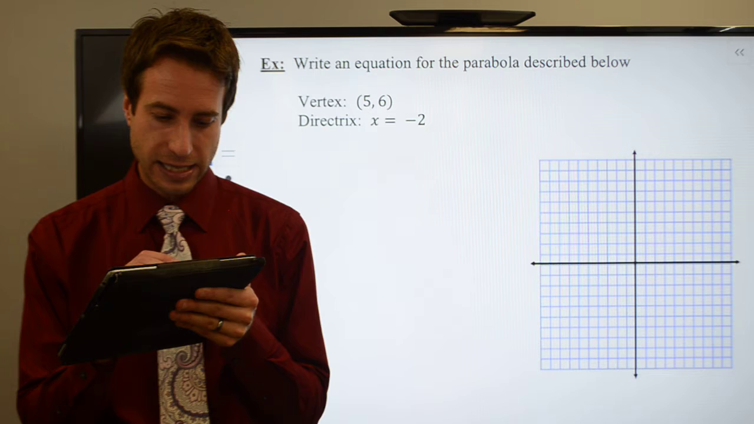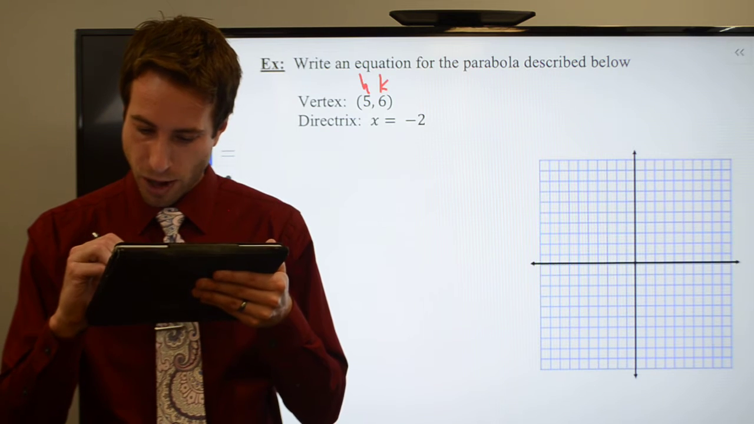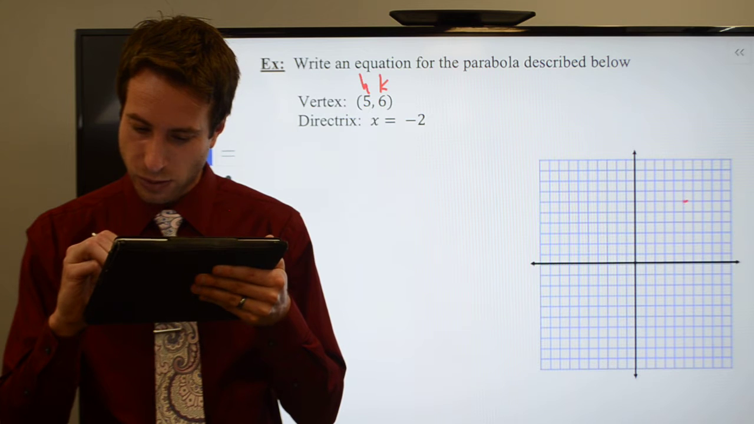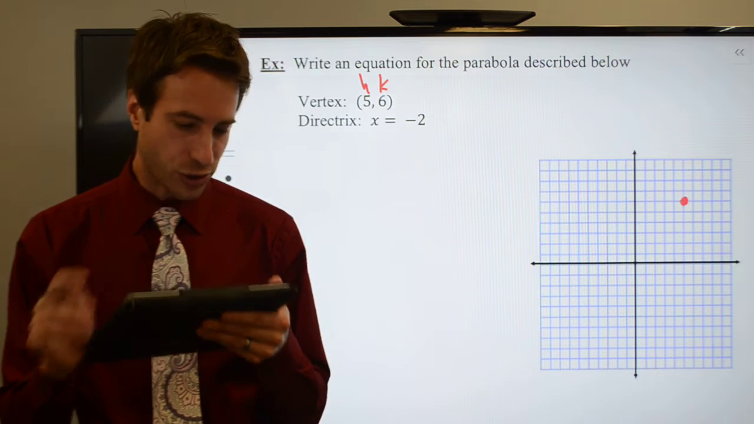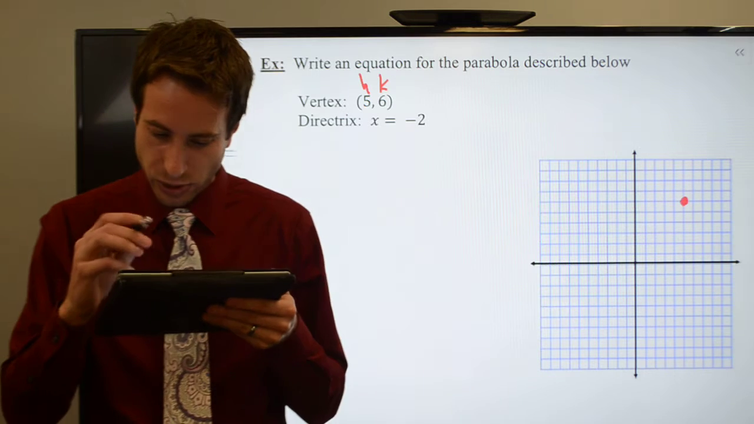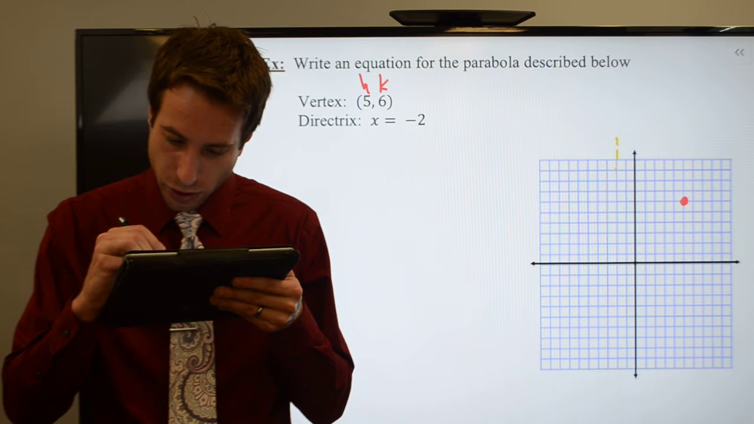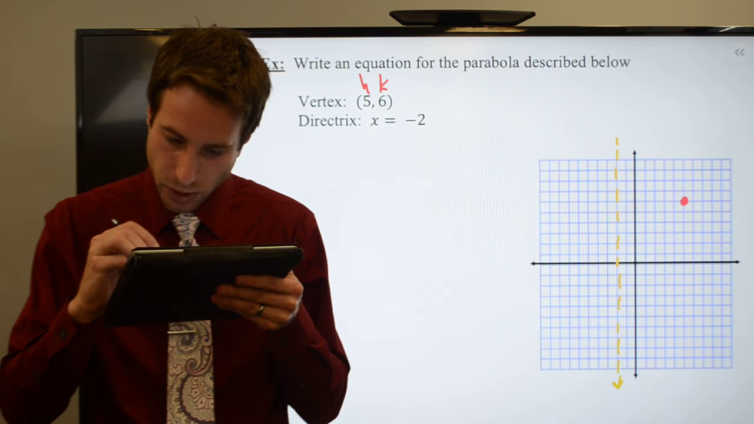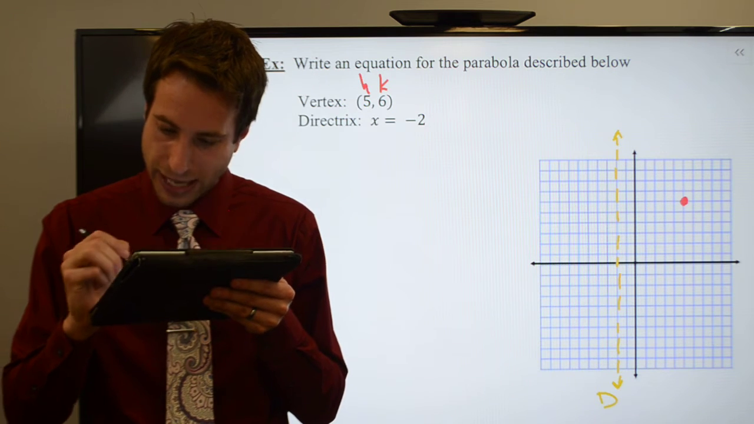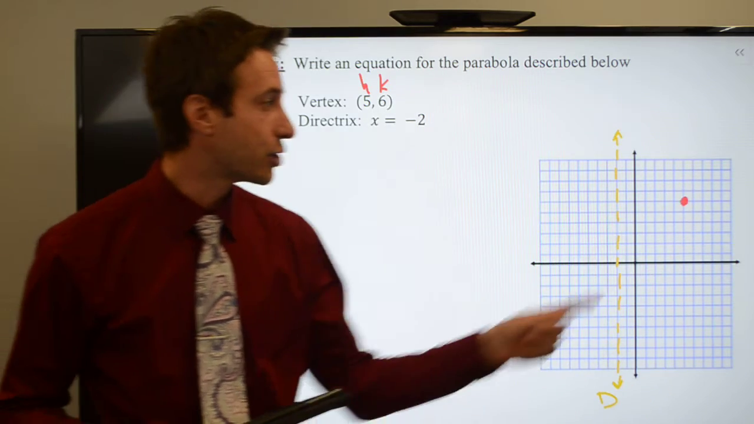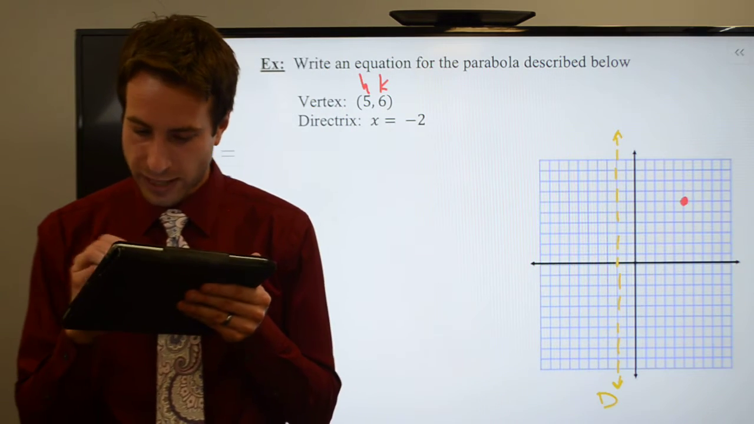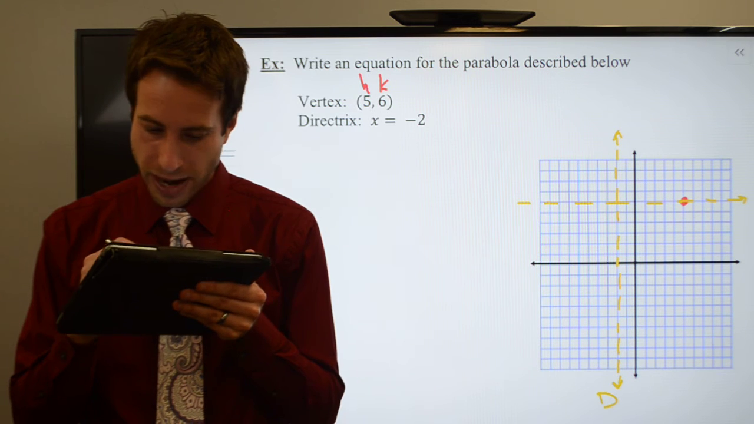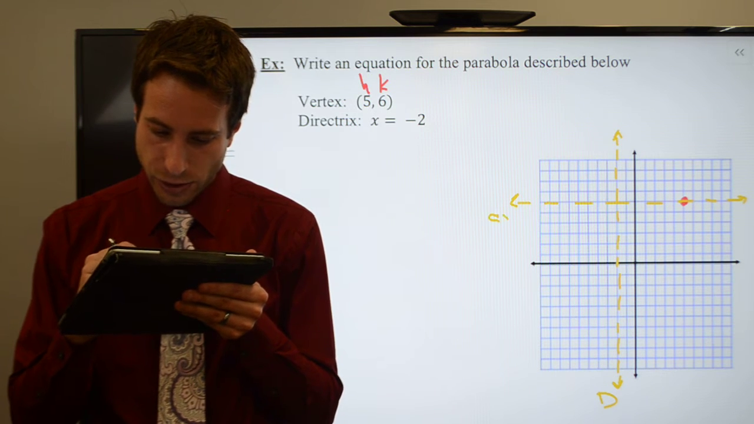We know that the vertex is always (h, k), so let's go ahead and plot that. 1, 2, 3, 4, 5. 1, 2, 3, 4, 5, 6, right there. I also know that the directrix is at x equals -2. That's a vertical line that goes through x equals -2. So there is my directrix. I know that the axis of symmetry has to go through the vertex. So there is my axis of symmetry.